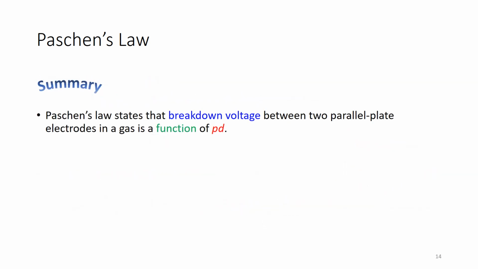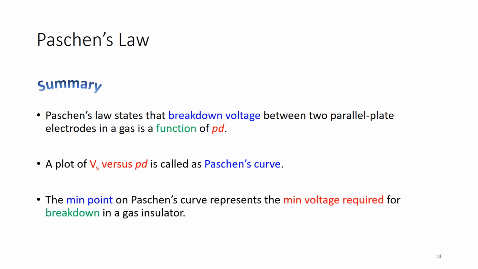As a summary, Paschen law states that the breakdown voltage between two parallel plate electrodes in a gas is a function of rho times d. And a plot of V versus rho d is called the Paschen curve. And the minimum point on the Paschen curve represents the minimum voltage required for breakdown in a gas insulator.